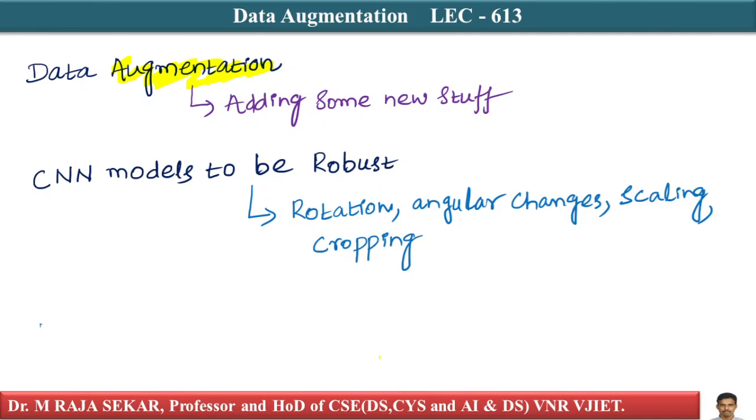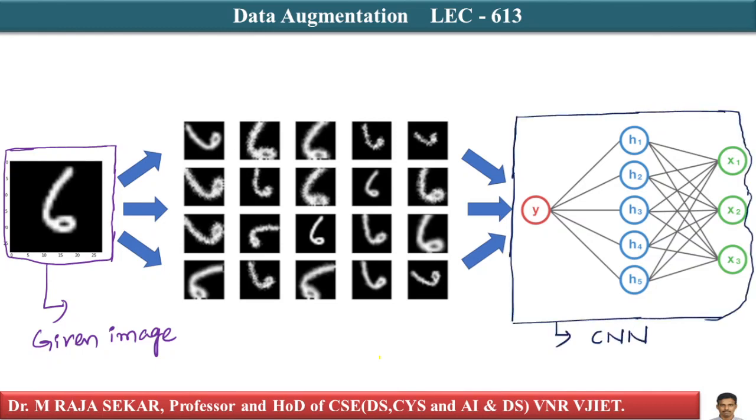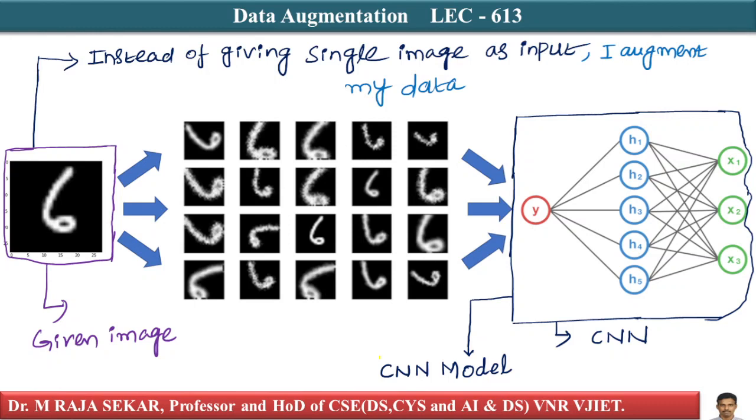So what we do here, imagine I have an image. Let's assume this is my input image, and let's assume this is my CNN model. Instead of just giving a single image as an input, what I do here is I augment my data. That is important.